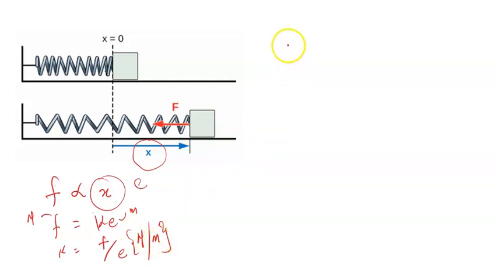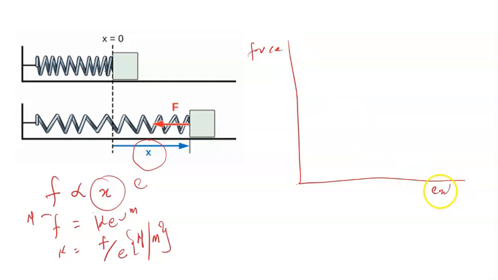Now, let's use the load against extension graph to understand. Here I have my force, and here I have my e, that's the extension. Hooke's law states that the force applied to this spring is directly proportional to the extension e until its elastic limit is exceeded. Let's label this point as my point P. Until this point P, Hooke's law is obeyed and extension is proportional to the force applied.